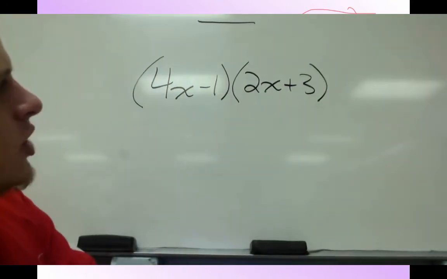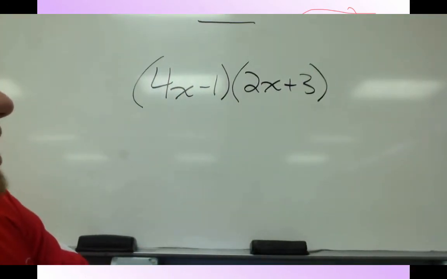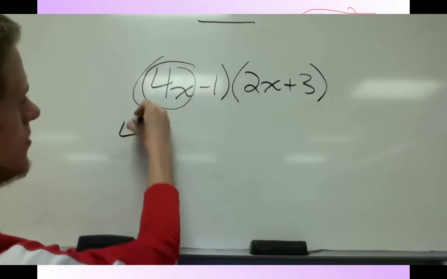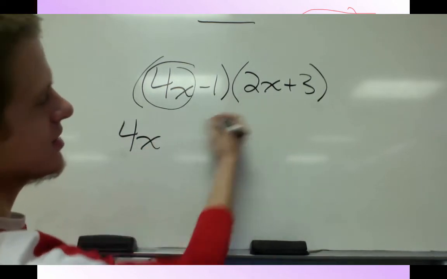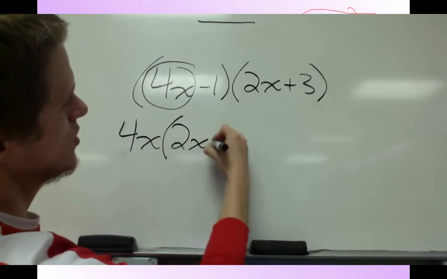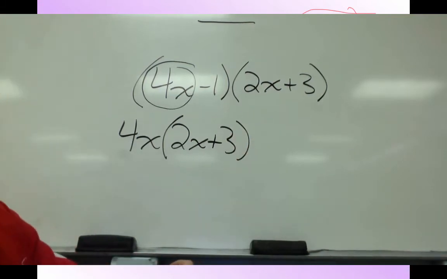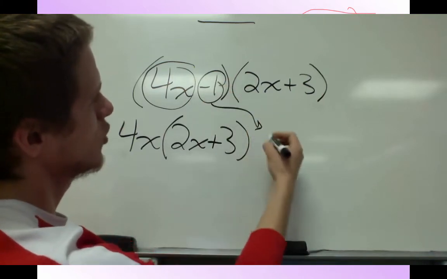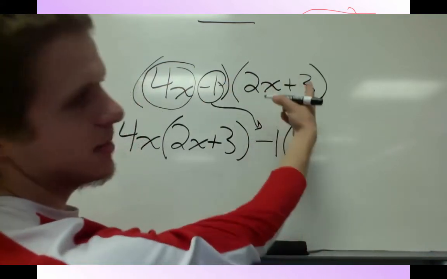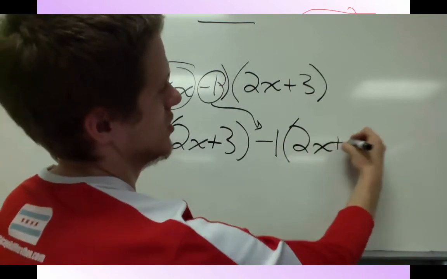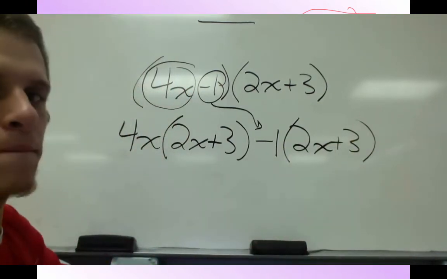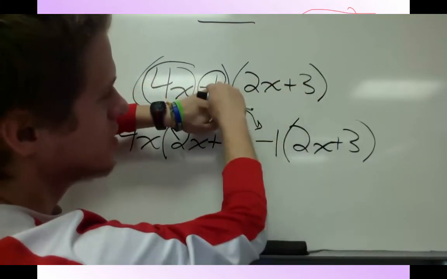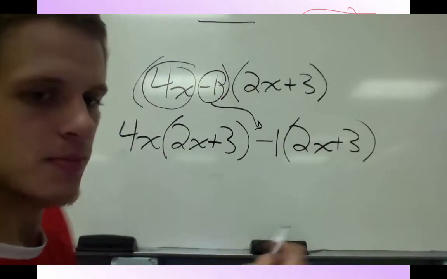So we've got these two polynomials, 4x minus 1 and 2x plus 3. So we're going to take this first term, bring it down, and multiply it by everything in that second parentheses, 2x plus 3. Now we're going to take this second term, bring it down over here, minus 1 times the parentheses 2x plus 3. So you can practice that, splitting this up, multiplying it by the second parentheses, splitting up that second term, multiplying that by the second parentheses.